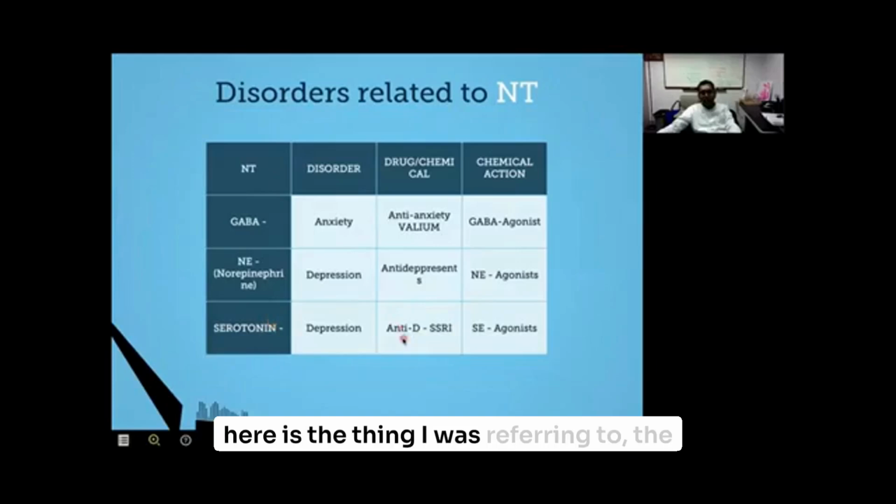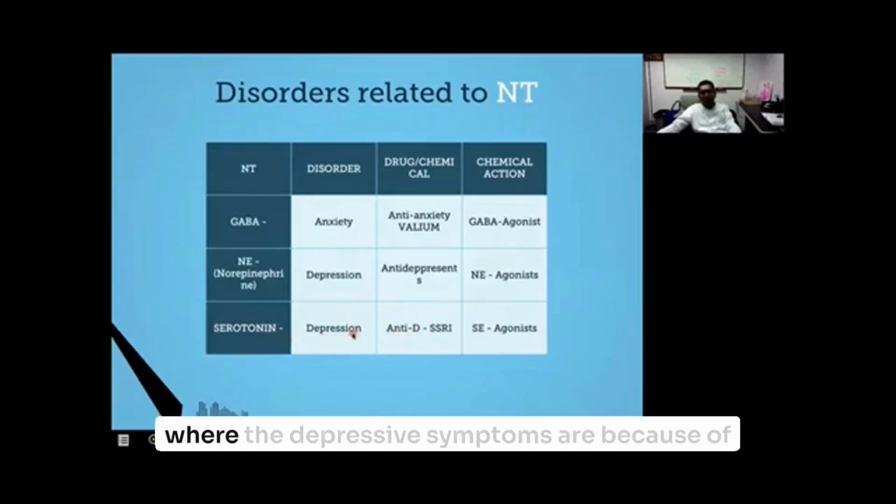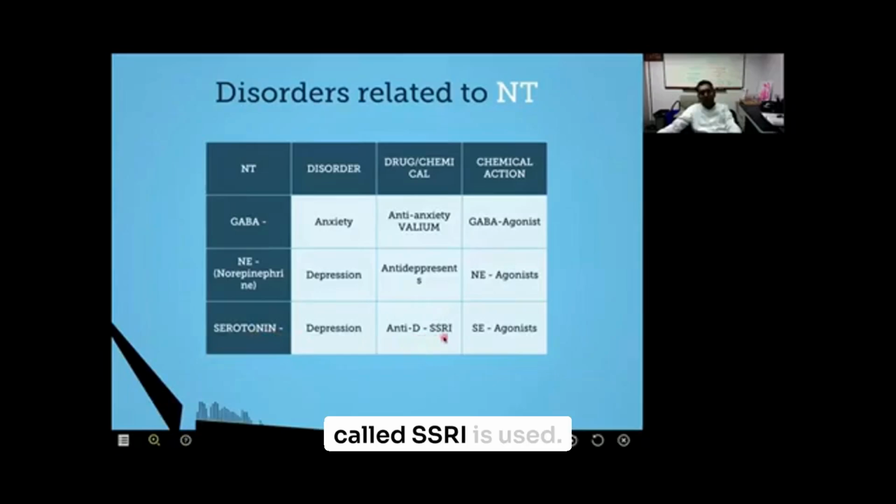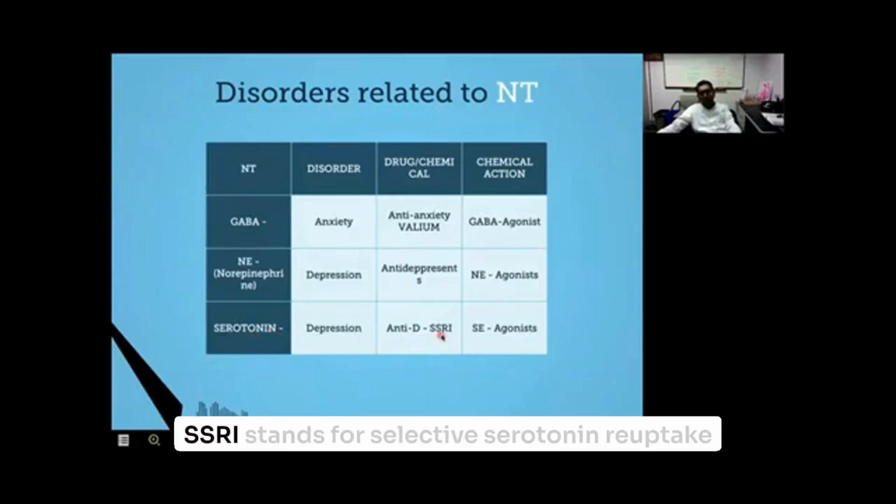Here is the thing I was referring to. There are different ways agonists act. In this case, where the depressive symptoms are because of lack of enough serotonin, a specific antidepressant called SSRI is used. SSRI stands for selective serotonin reuptake inhibitor.